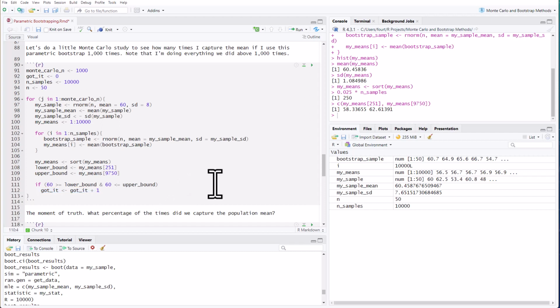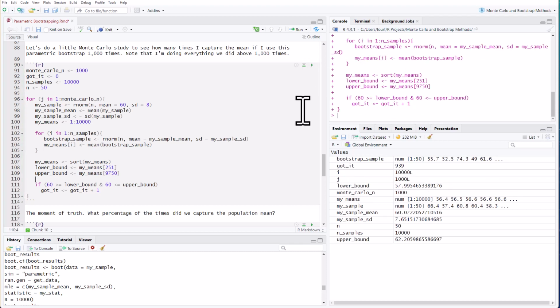Now, this is one of those situations where I'll be saying goodbye to you for a little bit, but you won't know it because in just a second I'll be returning. But this is going to run for a while because remember, it's doing this 1,000 times where each time it takes 10,000 bootstrap samples. So there's a lot going on here. So I'll see you at the end of this.